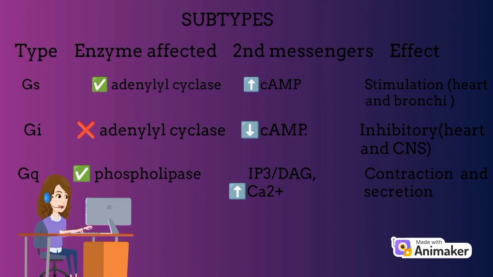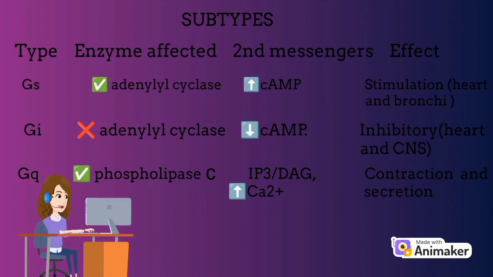G-protein coupled receptors have 3 subtypes: Gs, Gi and Gq. Gs receptors stimulate the enzyme adenylyl cyclase, thereby increasing the level of cyclic AMP, a second messenger. It has a stimulatory effect on organs such as the heart and the bronchi. Gi receptors inhibit the enzyme adenylyl cyclase, decreasing the level of cyclic AMP. It has an inhibitory effect on the heart and CNS.